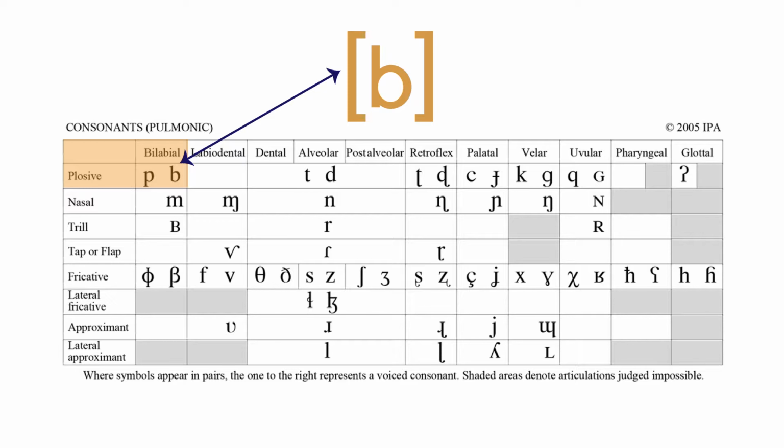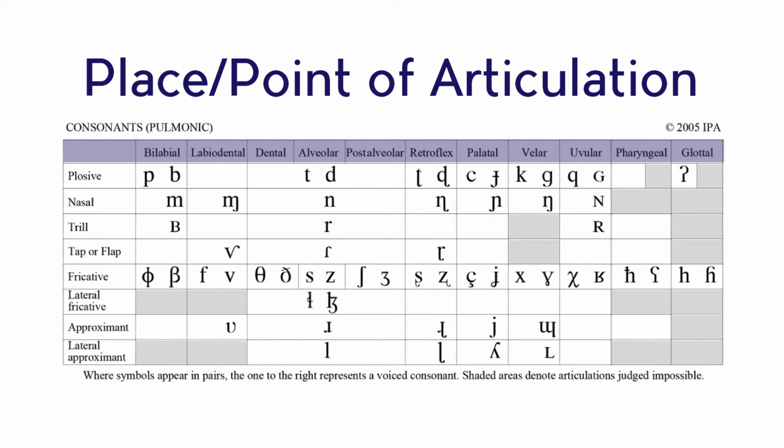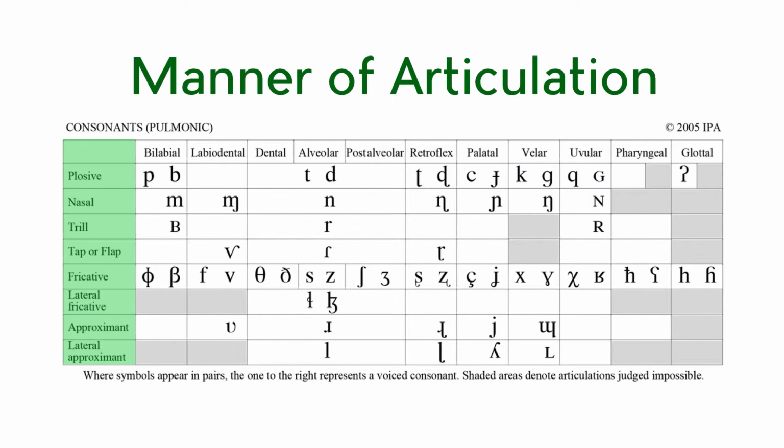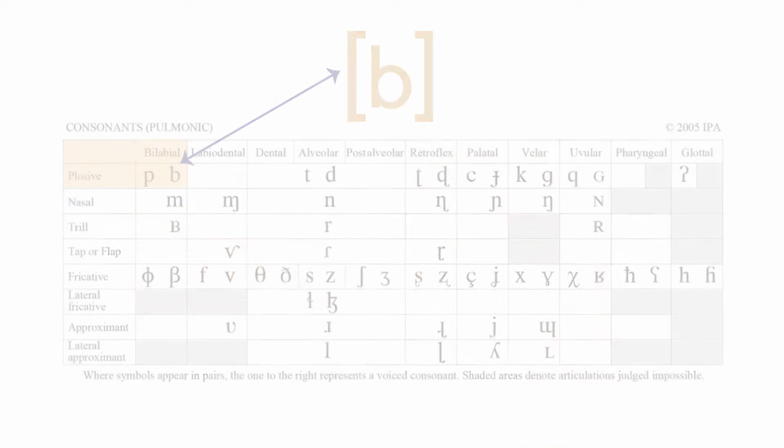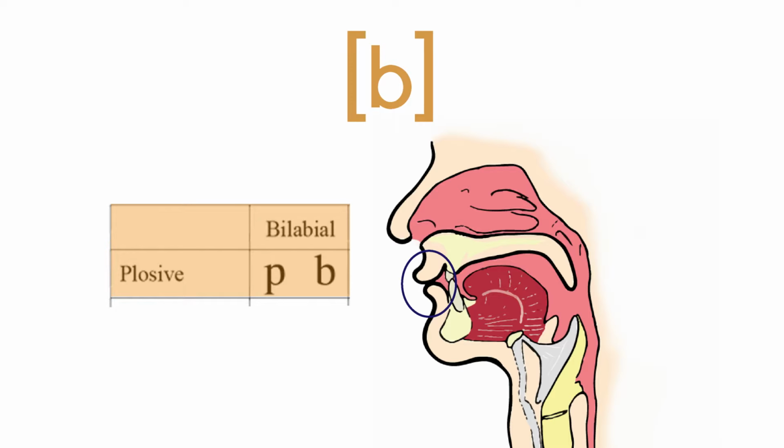If you look at the table again, you would see that this row is place of articulation. The column going from top to bottom is the manner of articulation. It means the sound B, which I'm showing here, is produced by involving two lips in a plosive manner. So B is a plosive sound produced by using two lips. And P is also the same, but there is a difference between P and B, which I will explain later.